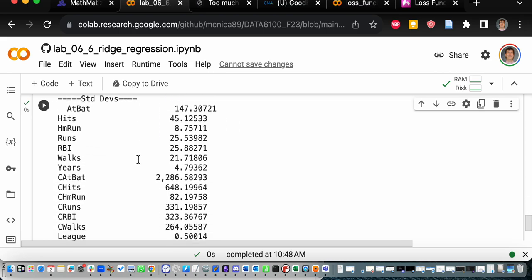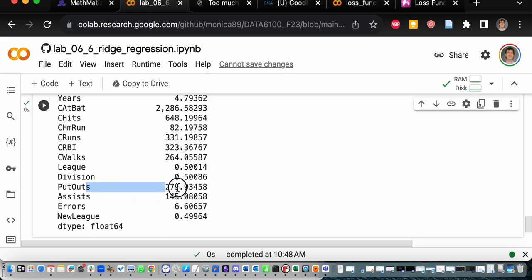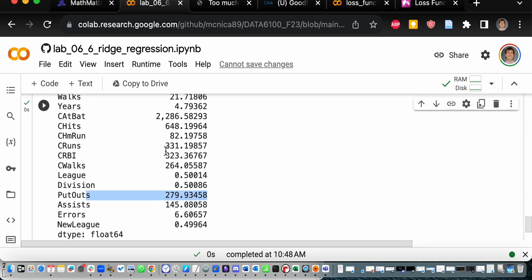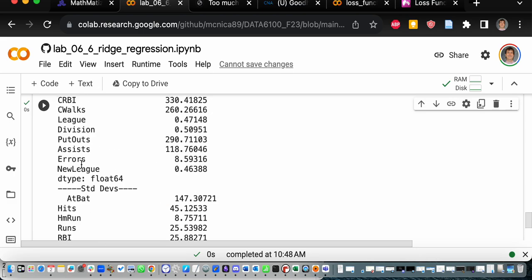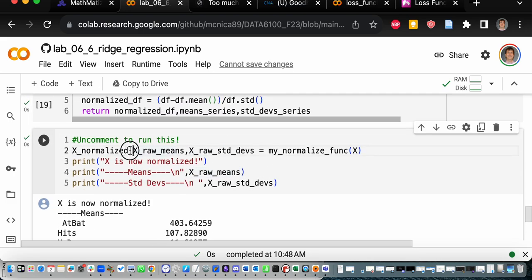And here are the standard deviations. For putouts, the standard deviation was also about 250, which shows you that there's a big range. Some people are near 0, some people are around 500. The other ones like division are really small, with a standard deviation of about 0.5. So this makes a new data frame called x normalized, which is like x, but everything is on a scale of negative 2-ish to 2-ish. About 95% of the data should be between negative 2 and 2.